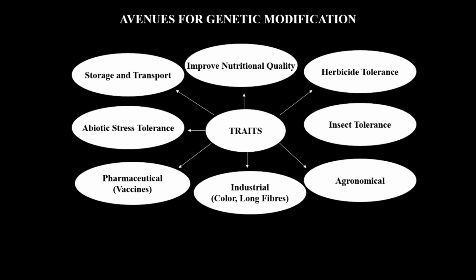So a large number of vaccines have been expressed in plants. Industrially, cotton has been genetically modified so that it produces long fibers instead of the short fibers, which will help in the ginning of the cotton fiber. Also, cotton fibers which are colored, that is blue, green, yellow, have been made so that you prevent the use of chemical dyes and causing environmental pollution. So these are some of the traits which have been genetically engineered, and I will just discuss with you at least 2 or 3 traits of genetic modification.